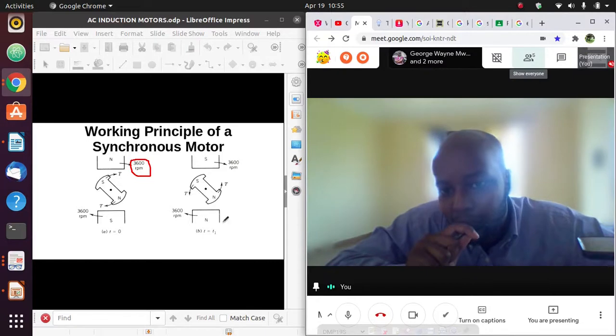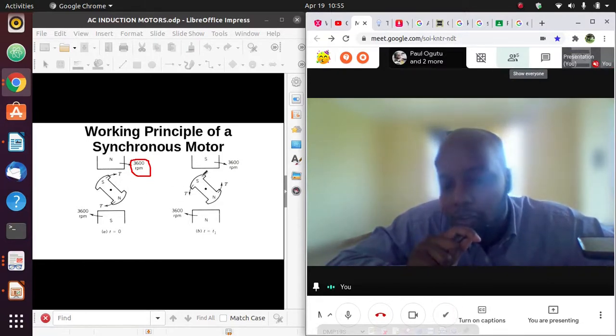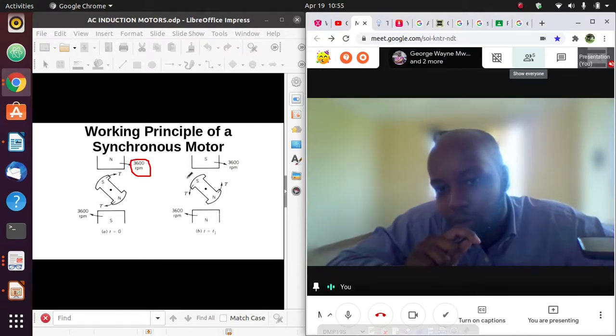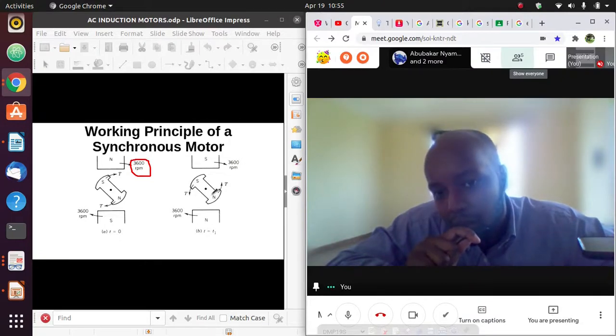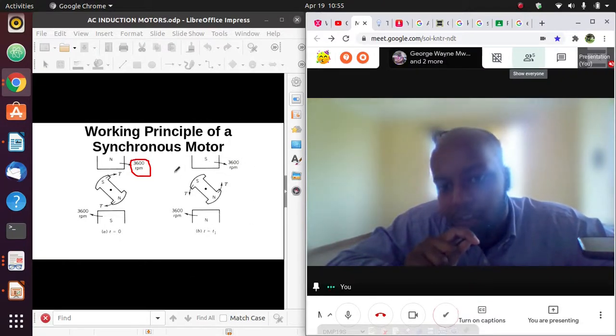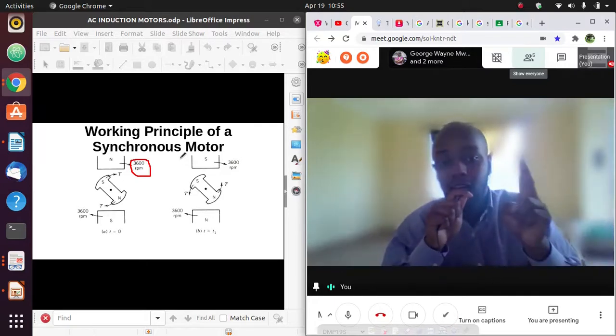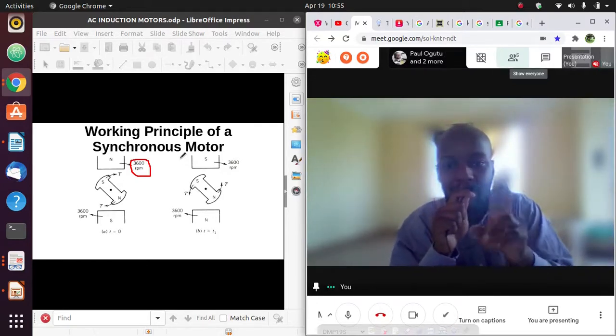But since the stator magnetic field will be rotating at a high speed, and because of the initial inertia of the rotor, you'll find that the stator magnetic field will have made maybe a complete revolution. In this case, it has made a half revolution at t equals t1, but the rotor has not moved. So the poles will start rotating in the opposite direction, but the stator will again rotate faster. So you'll find that the rotor will just be vibrating, pulsating at a fixed position.